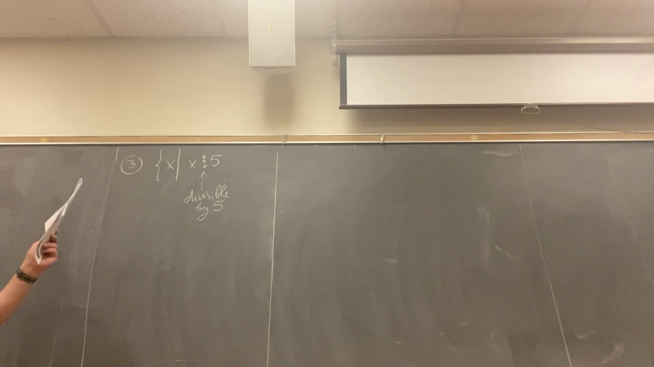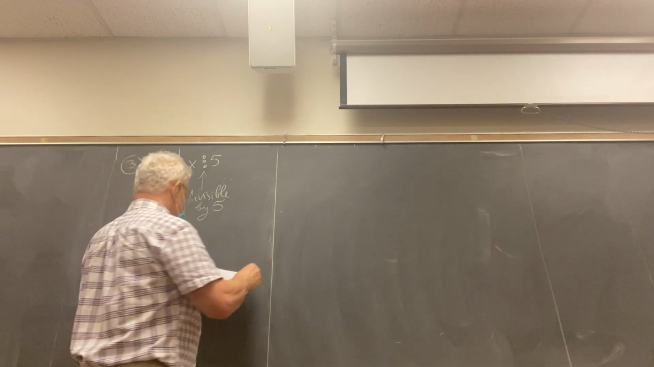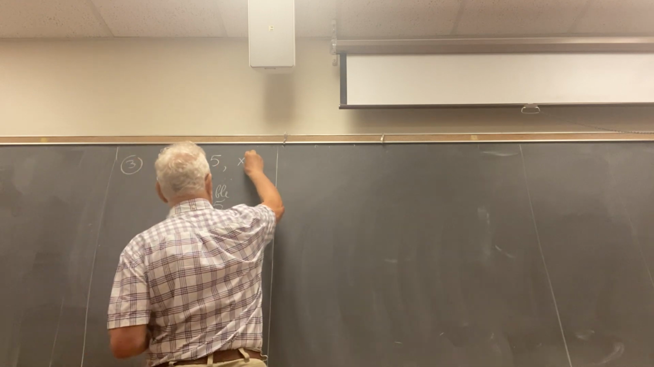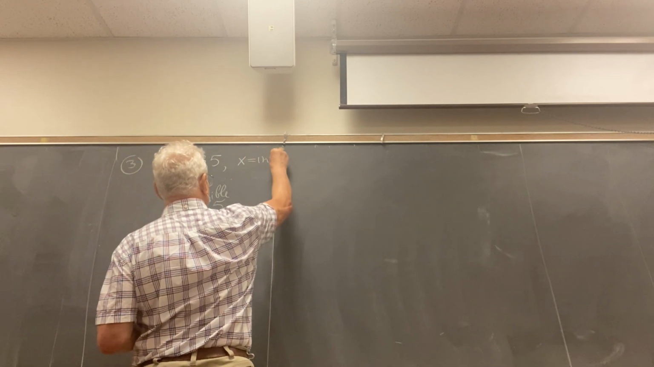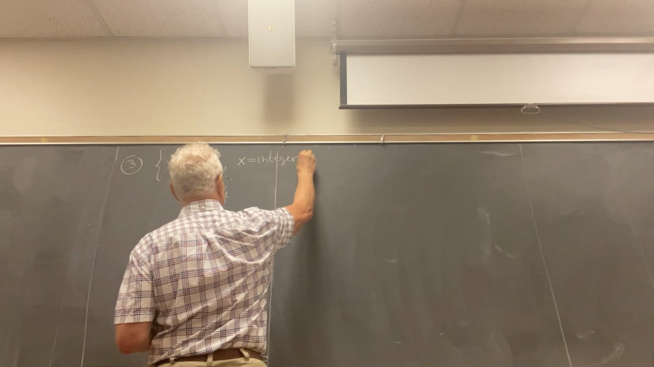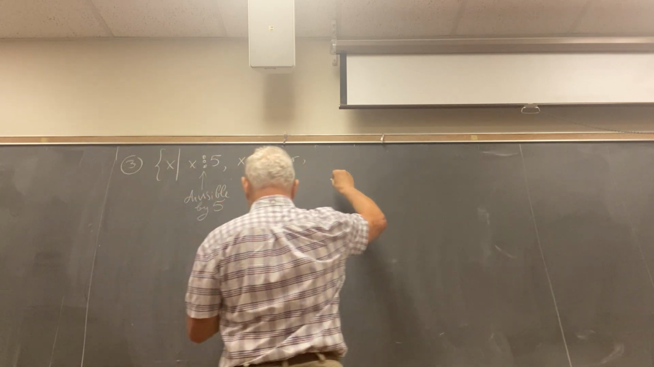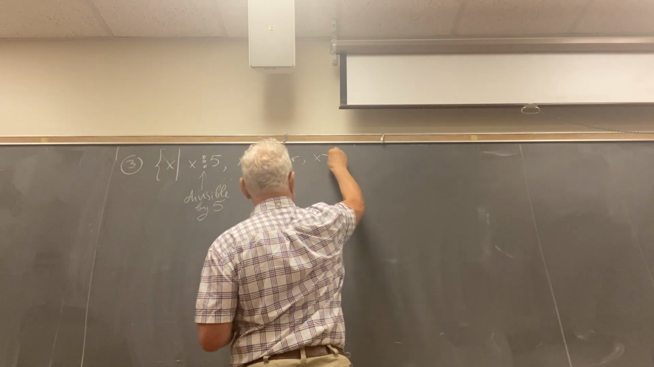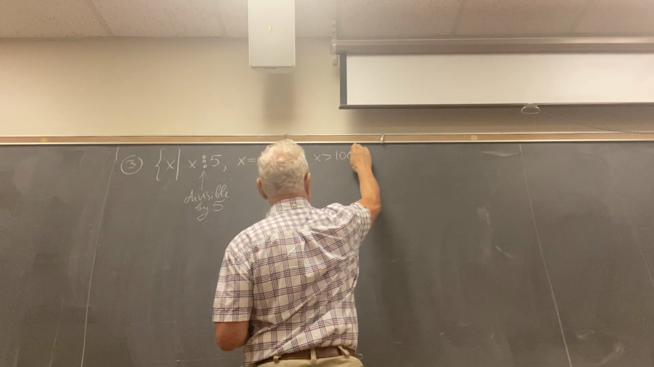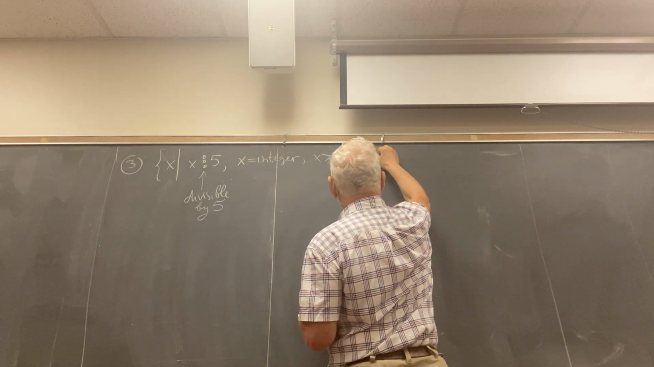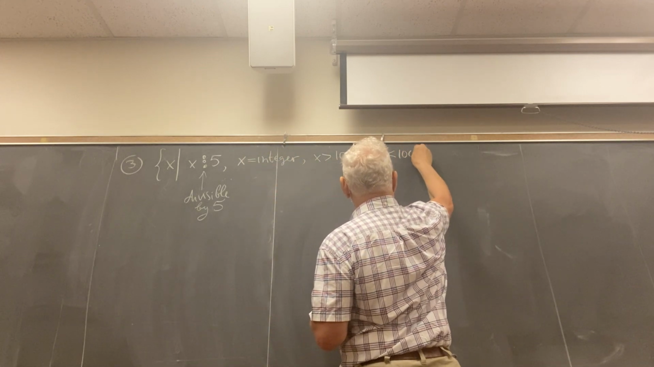Okay, that is notation. Got it? Three dots. Okay, first of all, x is an integer. Next, x is greater than 1000. And finally, x less than 1005.